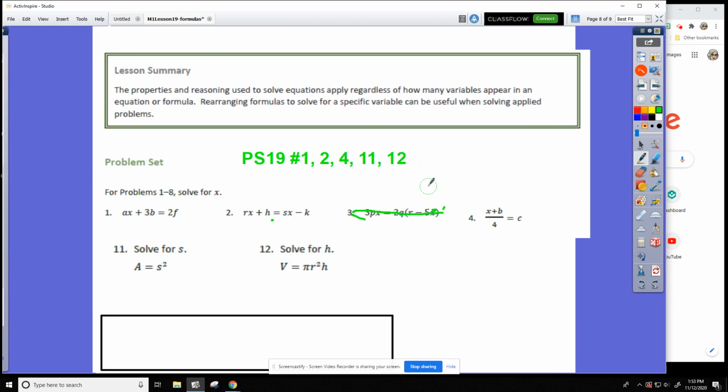Okay, that's it. That's all for the lesson for formulas. Your assignment is right here. It's called a problem set, but I'll get rid of that. So it's number 1, 2, 4, 11, and 12. So you could pause and write them down. So 1 through 4, you solve for x, and then this one you solve for s, and this one you solve for h. And then you submit a picture.